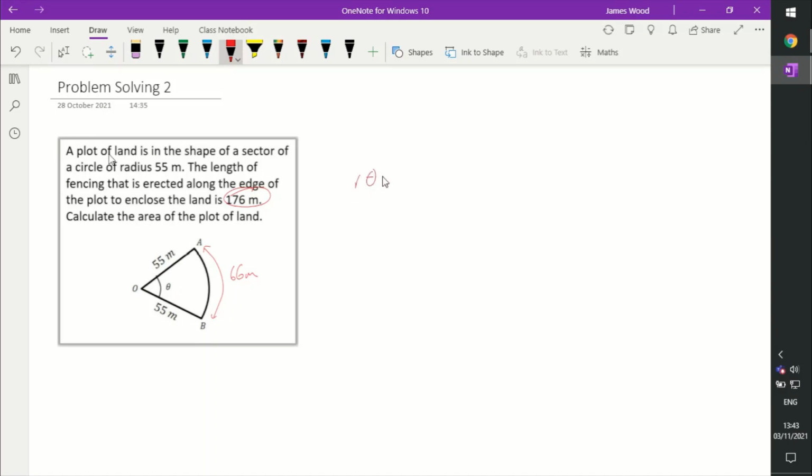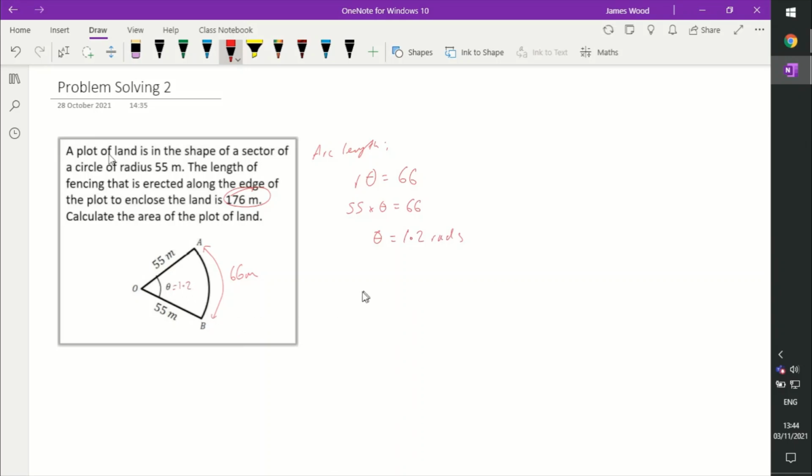So that means that r theta is 66. Okay. We know that r is 55. So actually we've got 55 times theta equals 66. So 66 over 55, 6/5 or 1.2 radians. That's my angle.